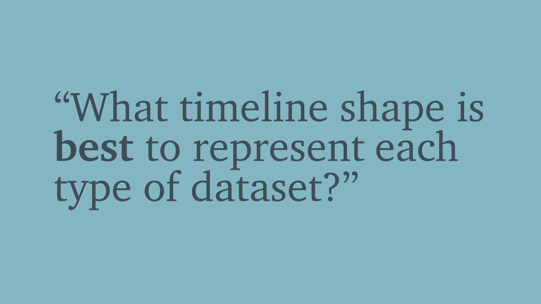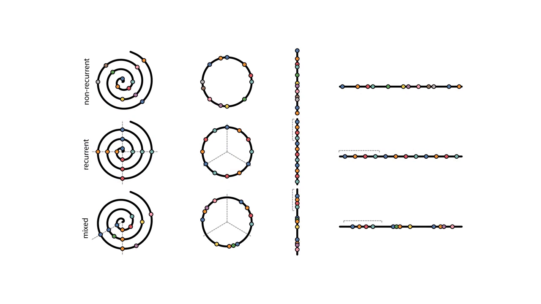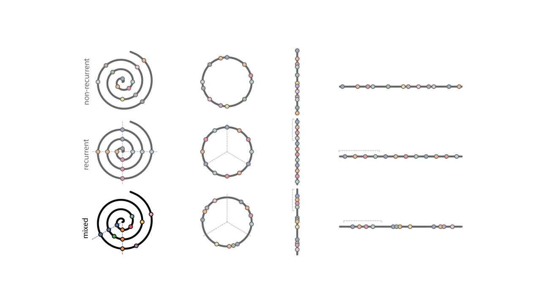So the question that we asked ourselves at this point is, what timeline shape is best to represent each dataset? Here is a representation with all the dataset types and all the possible shapes that we considered. One could intuitively guess that the best timeline for a non-recurrent dataset could be a line, for example. A circle could be the best option for a recurrent dataset, while perhaps a spiral could do a good job representing a mixed dataset. In order to find out if this intuition was correct, we ran an experiment comparing all these different shapes combined with all these different data types.